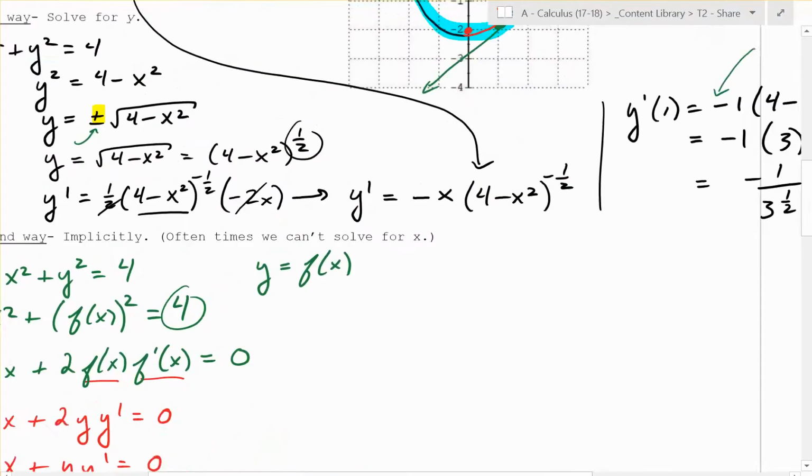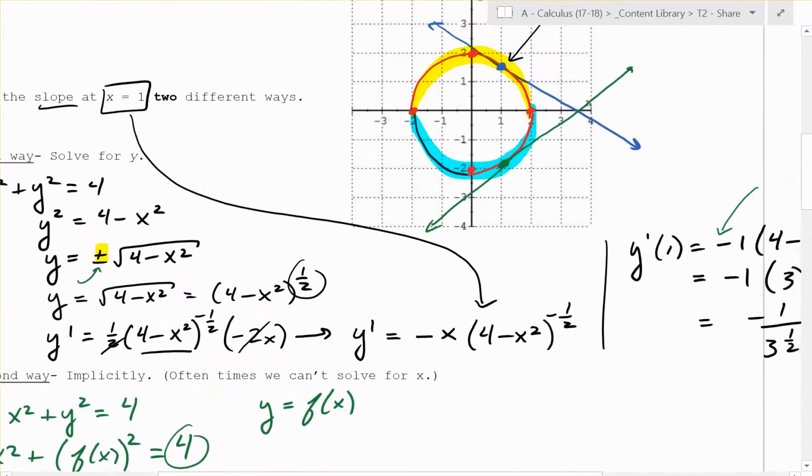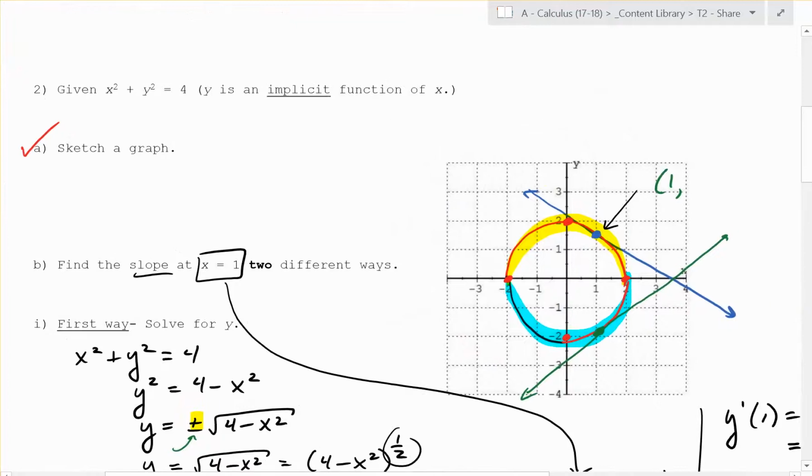So how is this helpful? Well, if you want to find the derivative at a certain place, you need both x and y now. So for example, this point right there, we knew it was 1. But what is the y value when you plug in 1 there? So it's 1 squared plus y squared is equal to 4. So y squared is equal to 3. So y is equal to the square root of 3. So the point right there is 1 comma root 3.